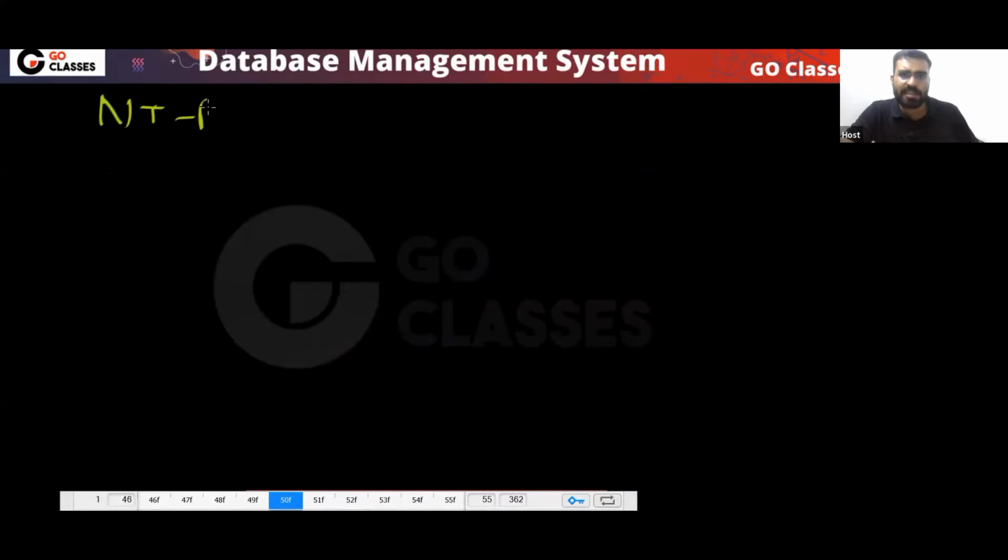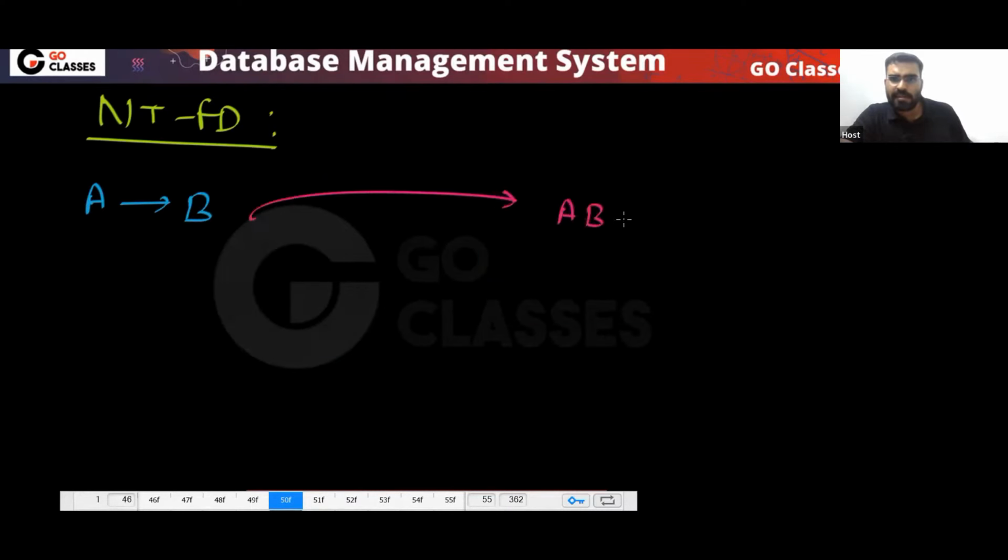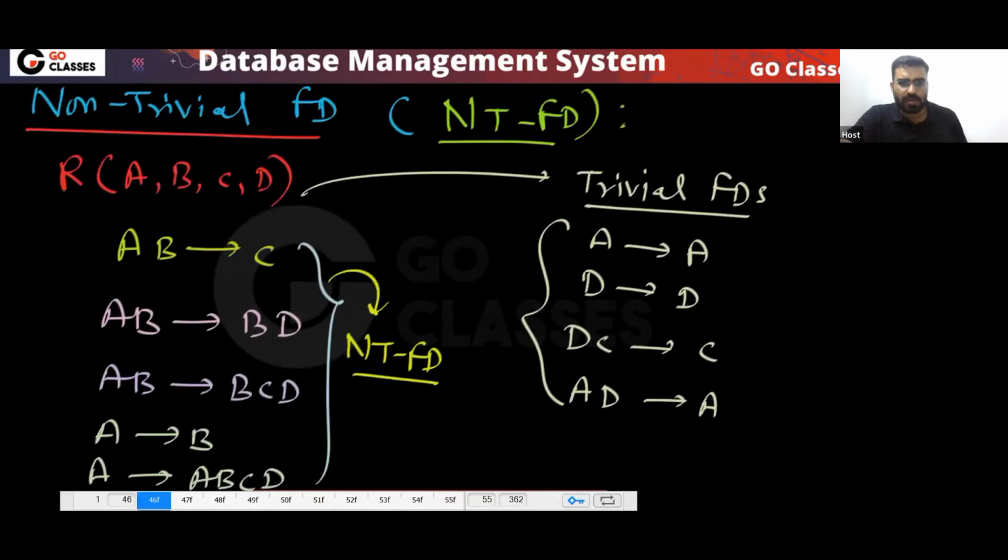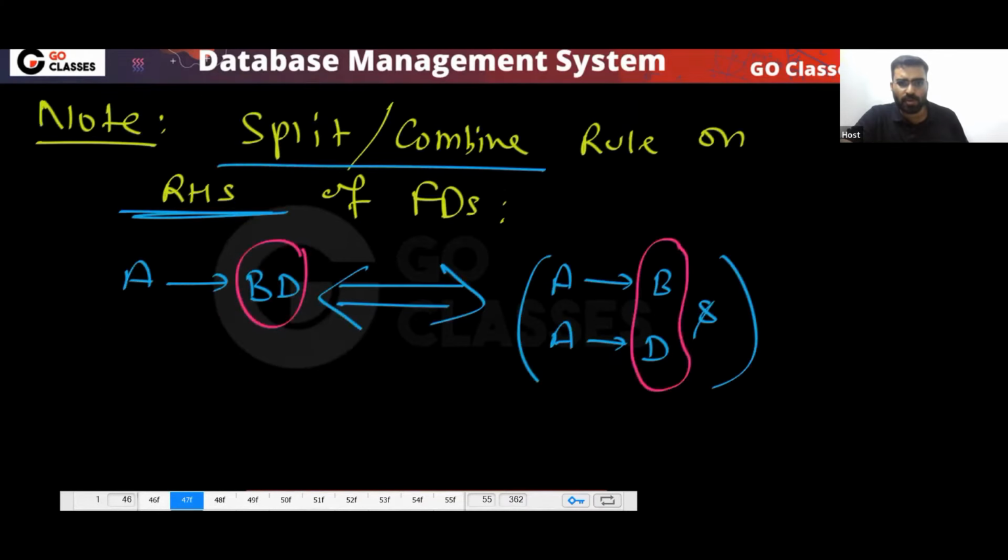If I have a non-trivial functional dependency like this, for example A goes to B, A determines B, then you can easily write it like this: A determines AB. Yes or no? Because if A can determine B, then A can determine AB, because A already determines A. This we know as the split rule.